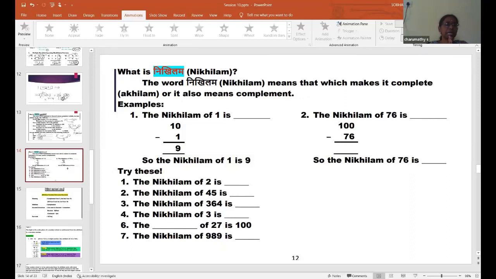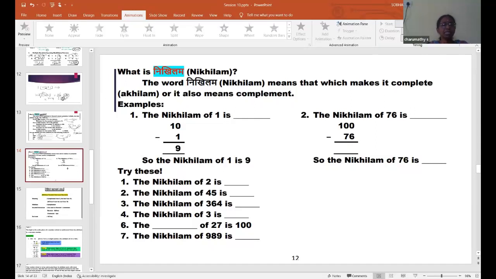So the word Nikhilam means that which makes it complete, in the sense that which makes it Aquilam. Or it also means, in other words, complement. I think if we introduce the word complement to class 7, they will understand it better because they learn complement and supplement. That is why for class 5, we give it in a simpler way.